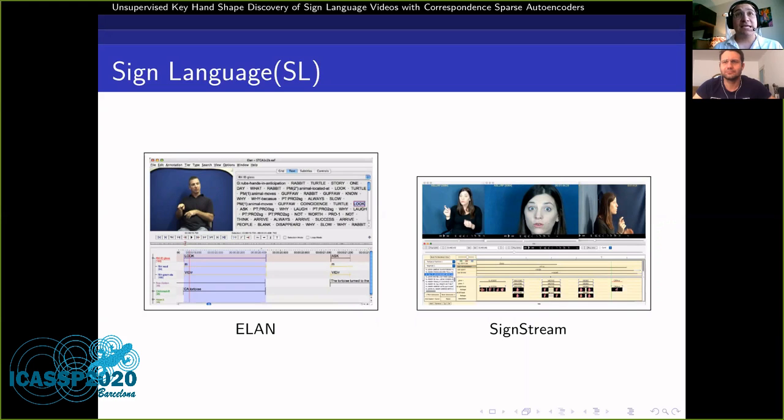In this study, detection and annotation of key hand shapes, which are meaningful visual basic parts of signs in a sign language, is applied using unsupervised machine learning techniques. End-to-end neural network architectures that have proven success in unsupervised discovery of subword acoustic units in speech processing are also used.